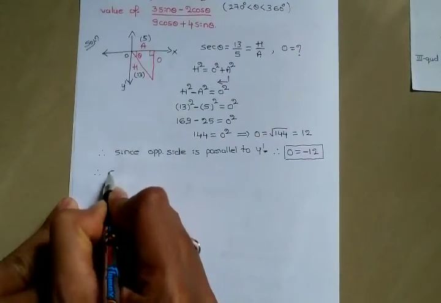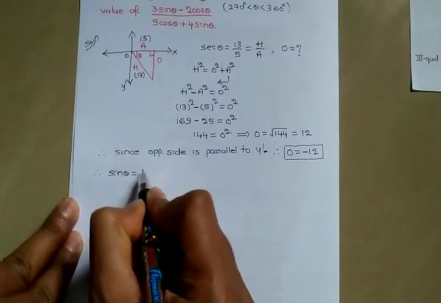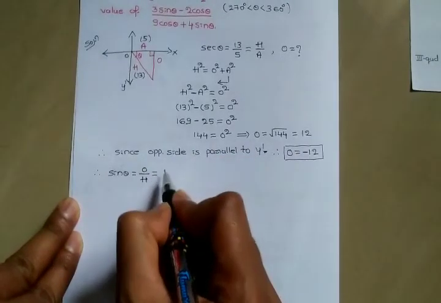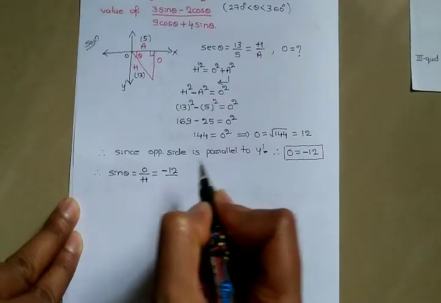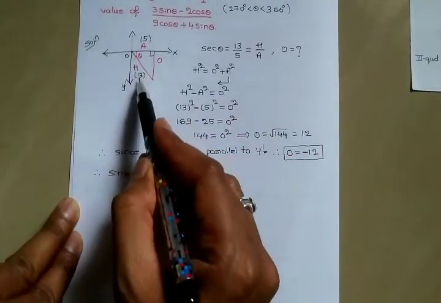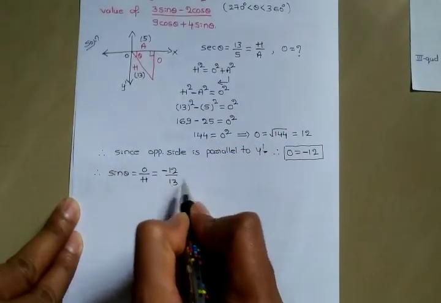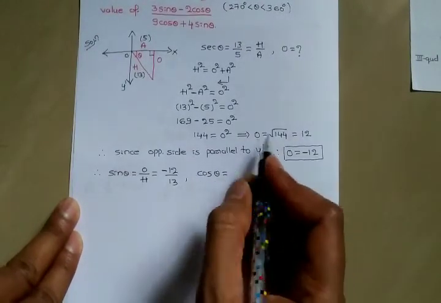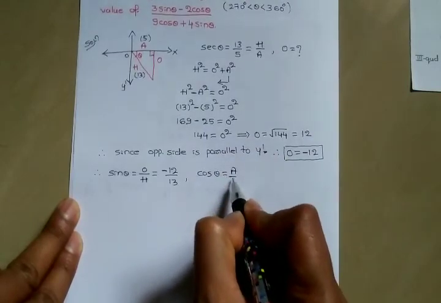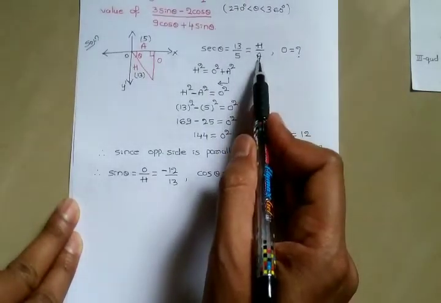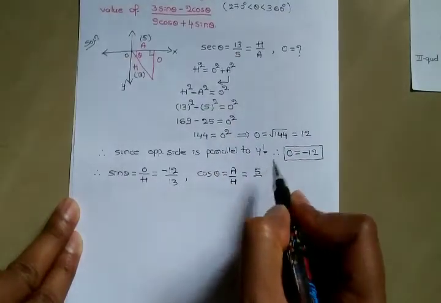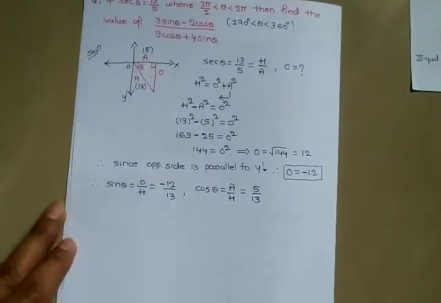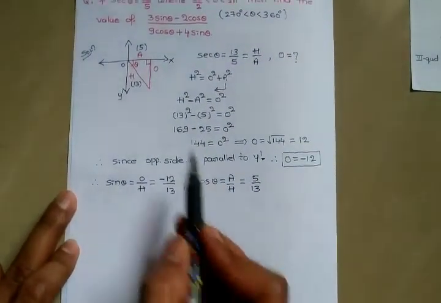Correct. So now find out the sine and cos values. Therefore sine theta is equal to O upon H, opposite is minus 12, divided by the H value, 13. Next, cos theta is A upon H. The adjacent side value is 5 divided by the H value, 13. Correct. So you got both the values.